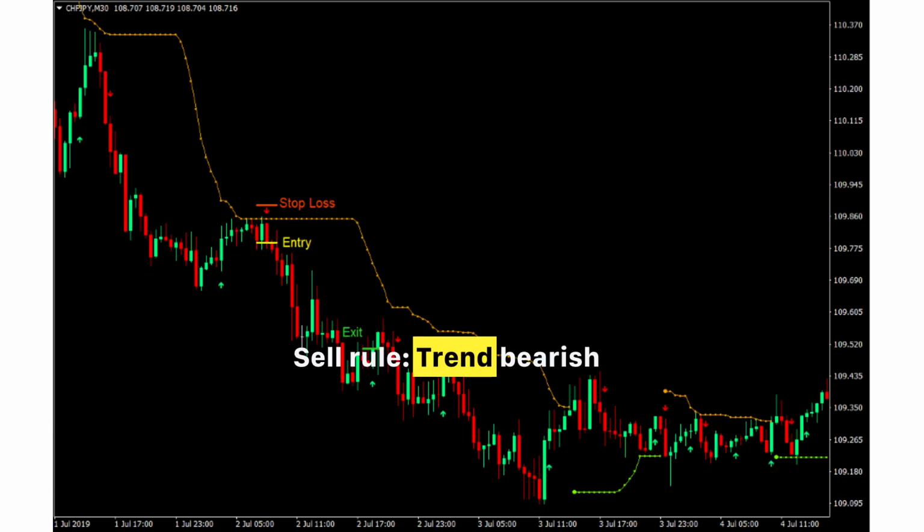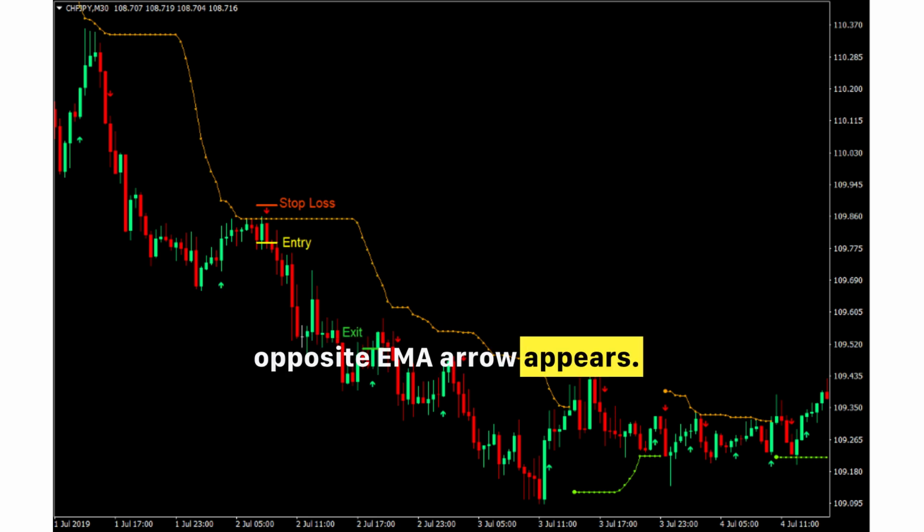Sell rule, trend bearish, BBands stop line above price and orange. Wait for retracement toward that line. When EMA crossover down arrow appears, enter short. Stop loss, place just beyond the BBands stop line, below for buys, above for sells. Exit, close trade when opposite EMA arrow appears.